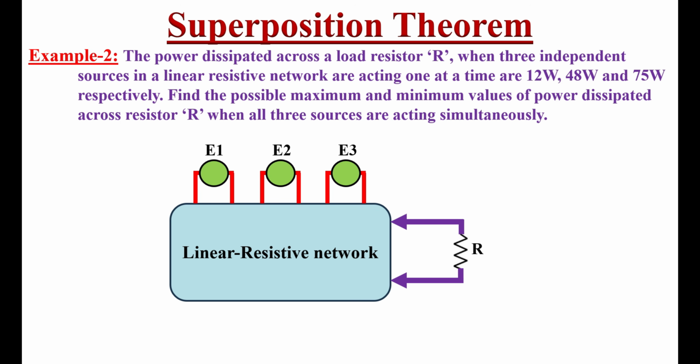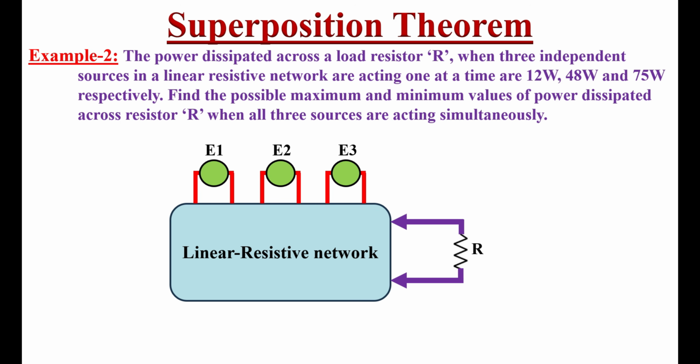In this example, we have a linear resistive network with 3 independent sources. The problem states that when each source is acting alone, the power dissipated across load resistor R is 12 watts, 48 watts and 75 watts respectively. Our goal is to find the maximum and minimum possible power when all 3 are acting at the same time.